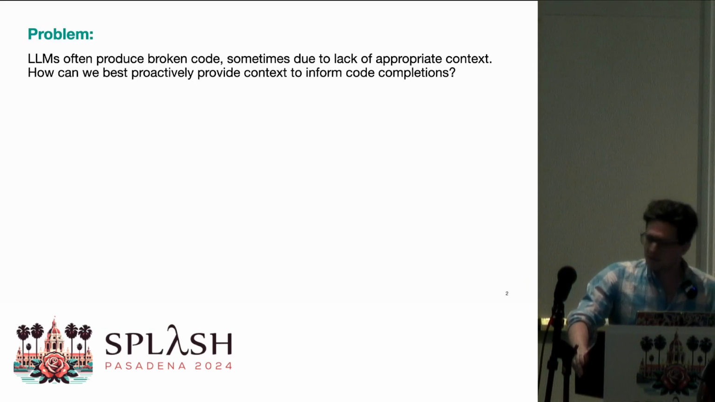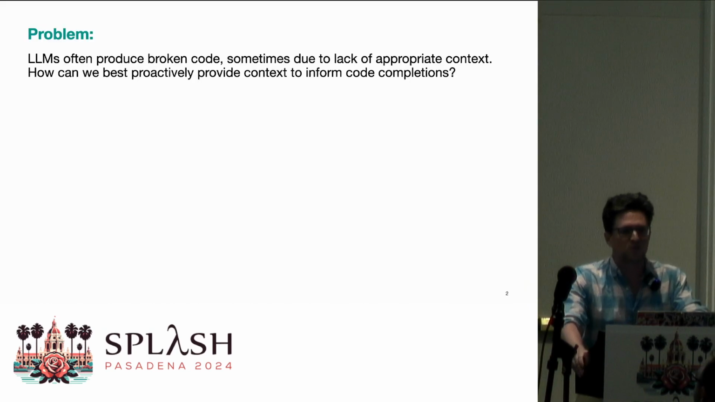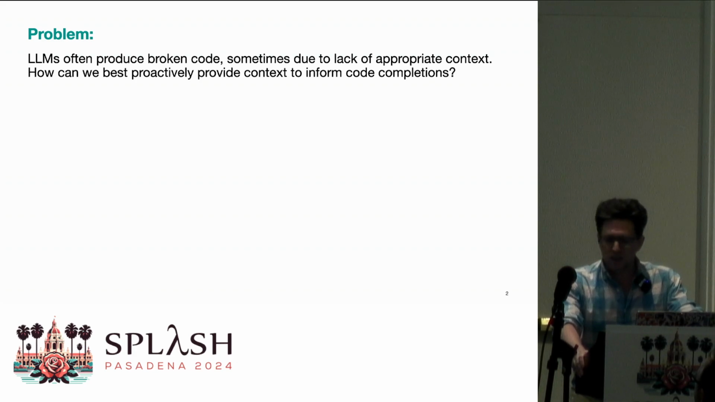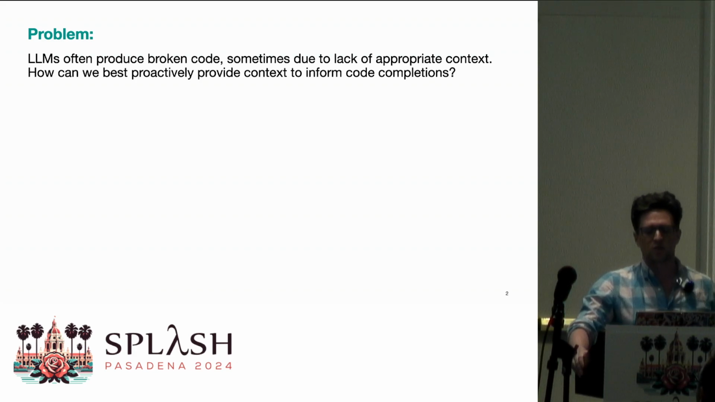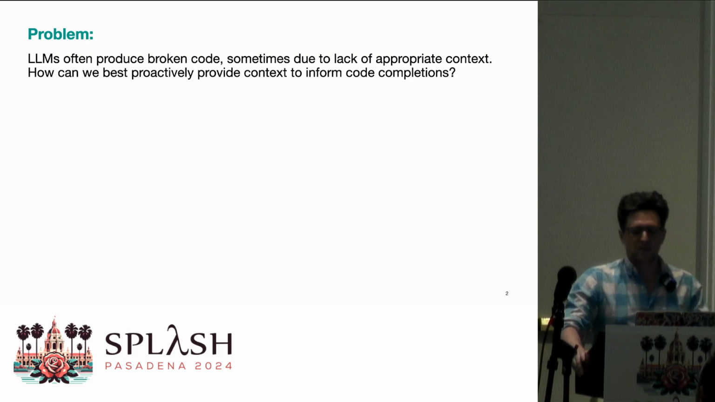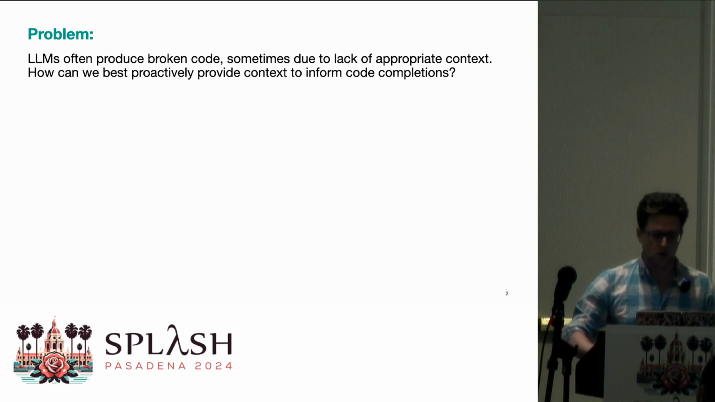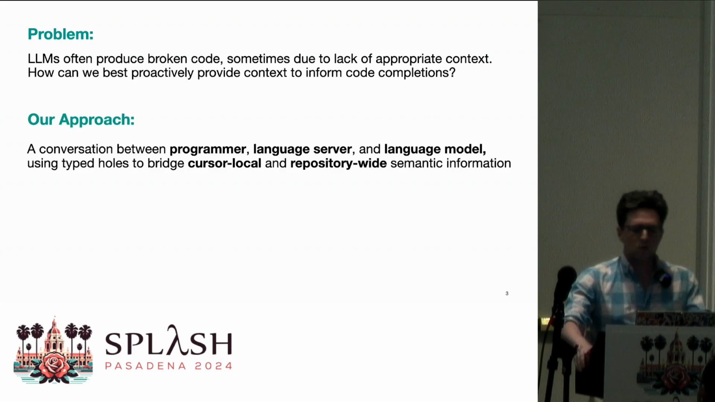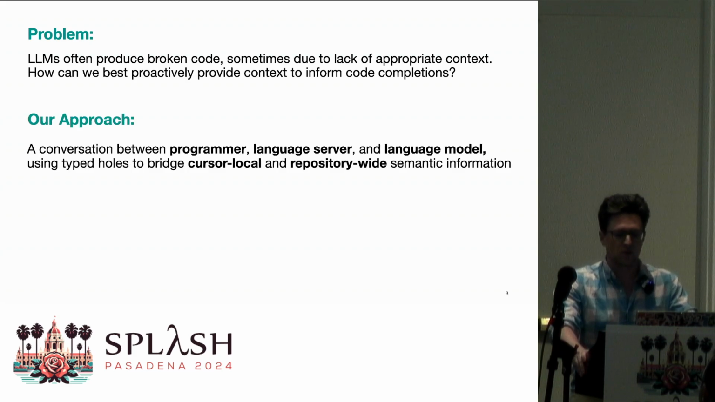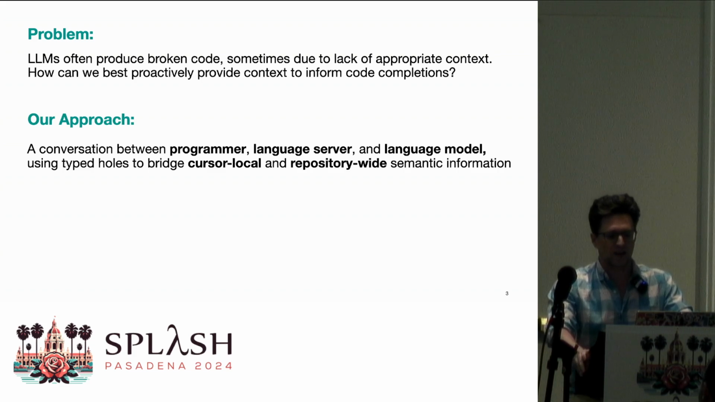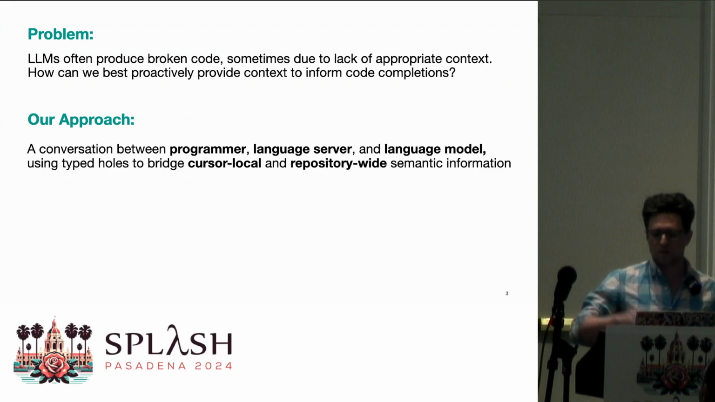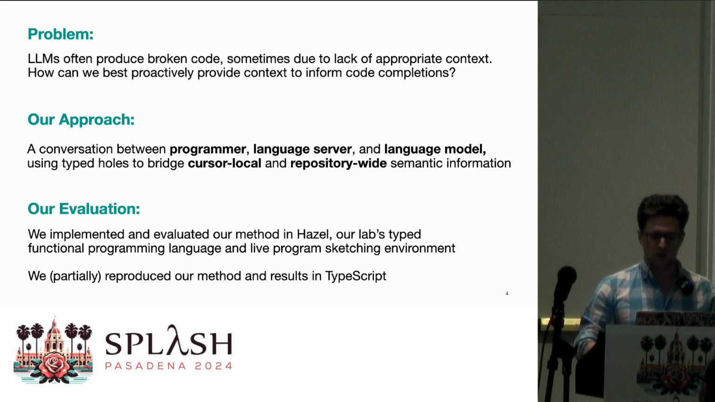So, as most of us know, LLMs often produce broken code. Sometimes this is due to deeper, more intrinsic issues, but often it's due to the fact that they lack appropriate code context. So, how can we best provide context to inform LLM code completions? Our approach is a kind of conversation between programmer, language server, and language model, using typed holes to bridge cursor-local and repository-wide semantic information.